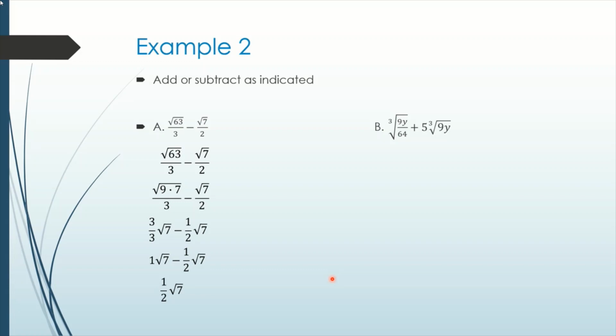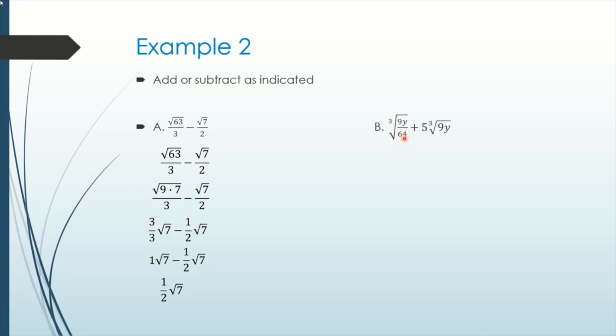So another way to think about it is if you take $1 and you remove a half or 50 cents, you're left with 50 cents. So you can write it this way, or you can write it as square root of 7 over 2. Means the same thing.